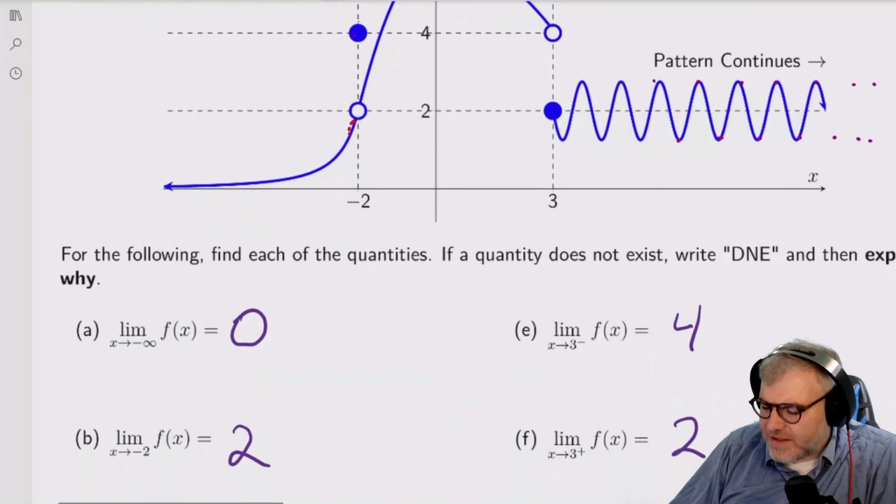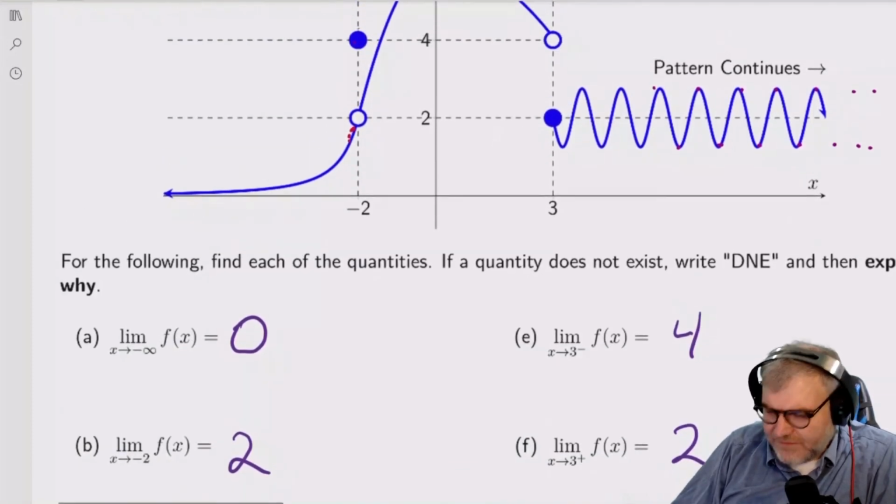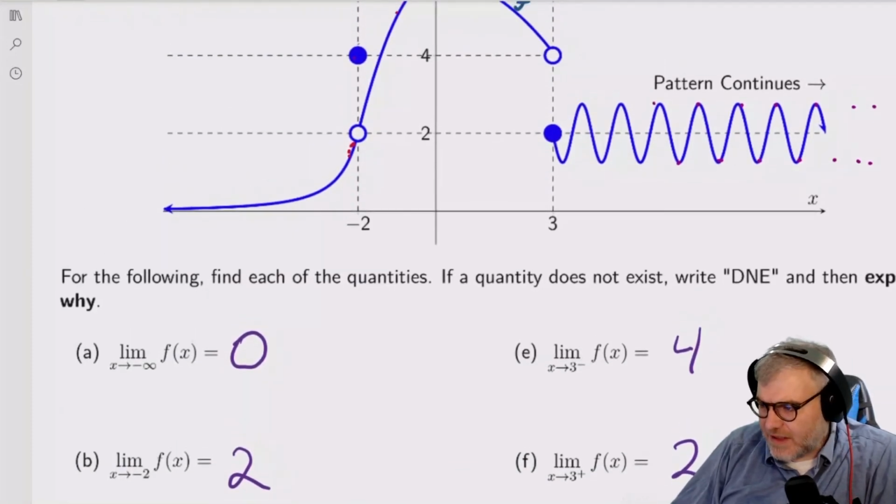Oh, what is f? I'll get to f in a moment. If you're asking about part F, I'm not sure which one you're asking me about.